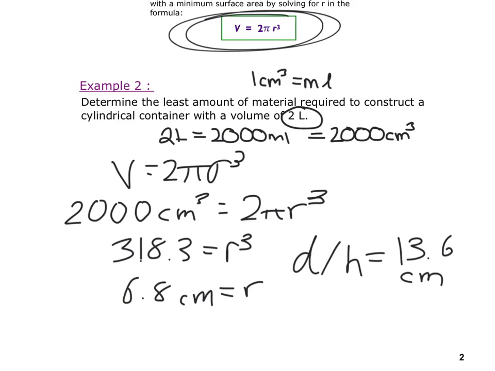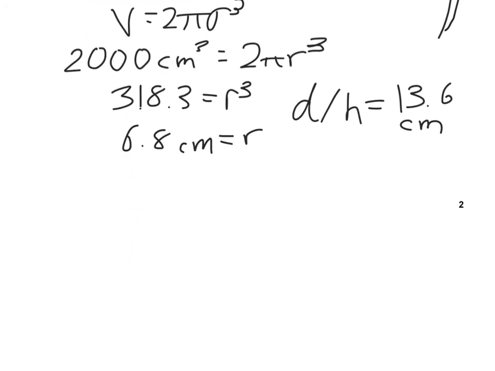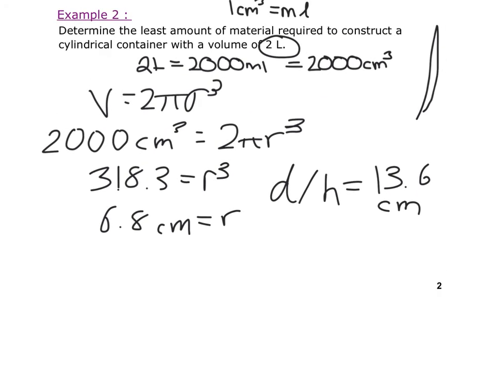Then what you do is solve for surface area. What's the formula for the surface area of a cylinder? Isn't it 2 pi r h plus 2 pi r squared? Yeah, so write it out. That's how you do it.